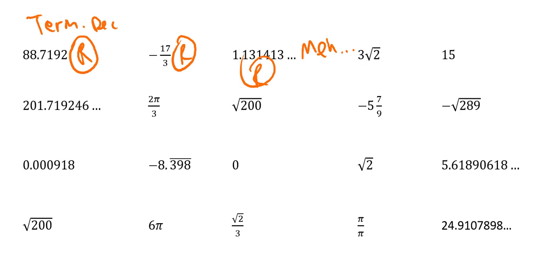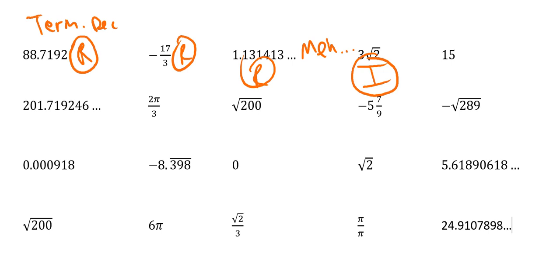3 times the square root of 2, this is an irrational number because the square root of 2 is a non-perfect square, and you multiply 3 by a non-perfect square, like 1.14136. When you multiply that by 3, you're going to get something like, I don't know, 4.19632142, dot, dot, dot, dot, dot.